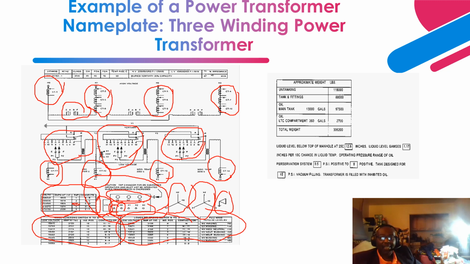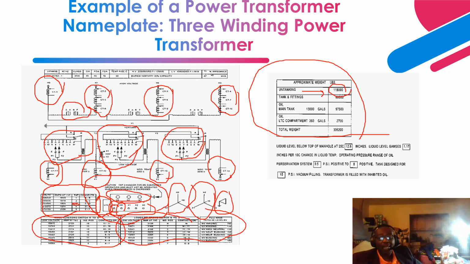Okay. Next are the weights. So basically, this is an indication of the weights, right? Okay. So as you can see over here, the first one is the untanking. That is when the top part of the tank is removed with all the bushings and the flanges and all the devices that are located, a typical example is the pressure relief devices. This is the weight you're supposed to have.